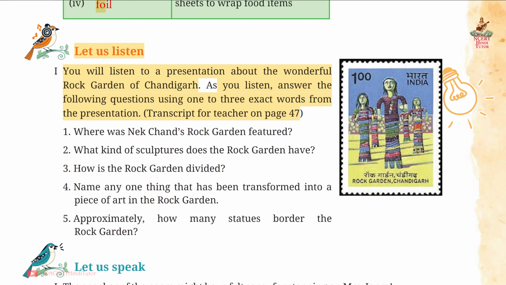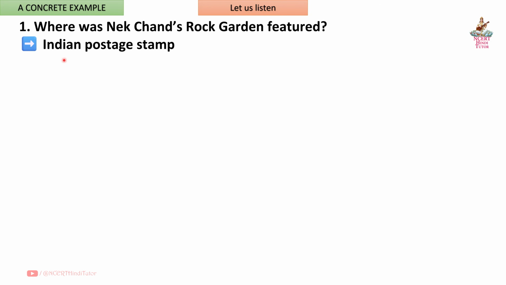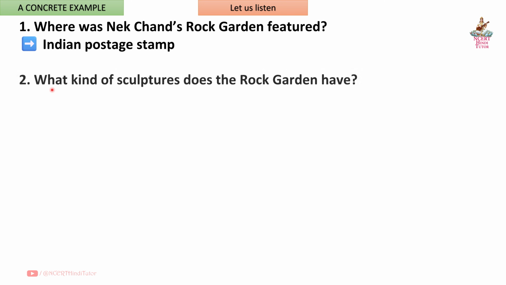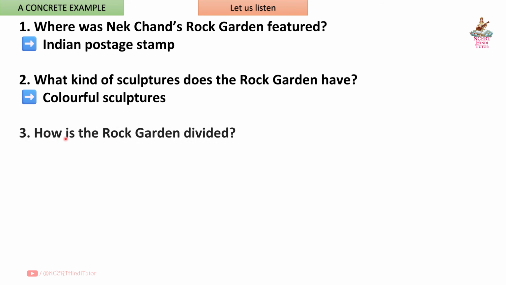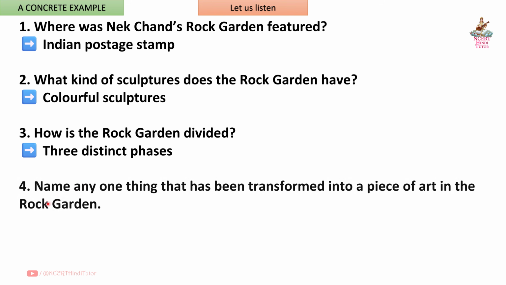Question 1. Where was Nek Chand's rock garden featured? Answer. Indian postage stamp. Question 2. What kind of sculptures does the rock garden have? Answer. Colorful sculptures. Question 3. How is the rock garden divided? Answer. 3 distinct phases.